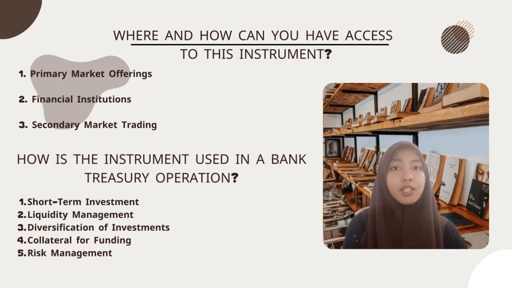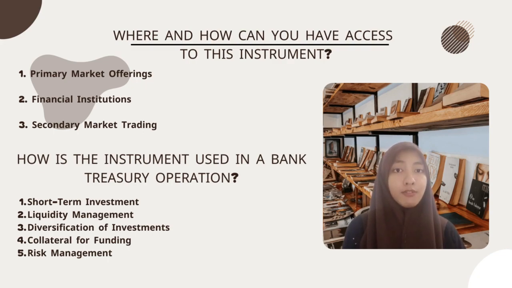Next is how the instrument is used in a bank treasury operation. First is short-term investment. Banks can invest their excess funds in Cagamas commercial papers as a short-term investment option. Second is liquidity management. Banks may use Cagamas commercial papers to manage their liquidity needs. By holding this paper, banks have readily tradable assets that can be sold in the secondary market to meet short-term funding requirements or address liquidity shortfalls.